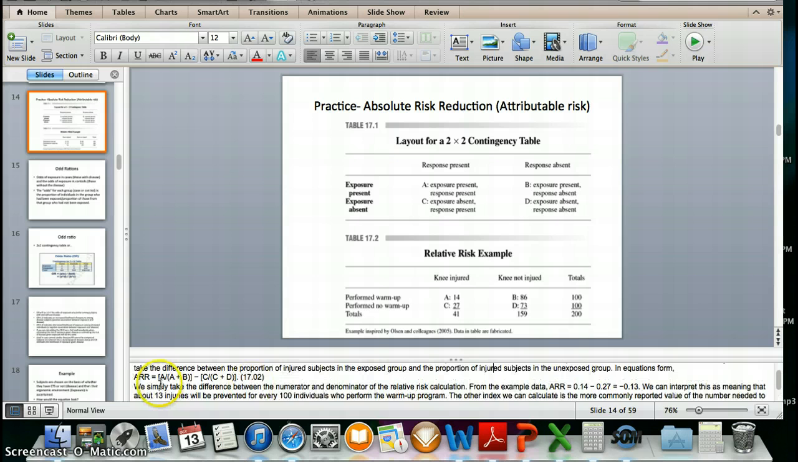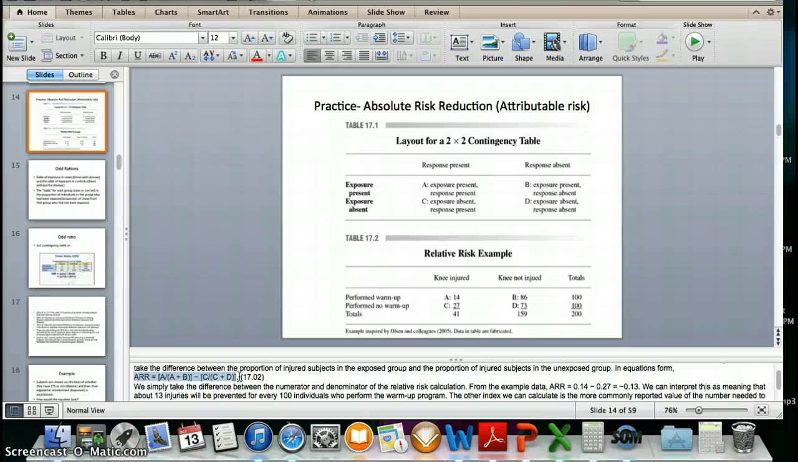And again, it's essentially the same thing as looking at relative risk. We're going to use pretty much the same formula, but in a different way. So here is that equation for you. When we look at absolute risk reduction, we simply take the difference between the numerator and the denominator of the relative risk calculation. From this example, it would be 0.14 minus 0.27, and we get negative 0.13.